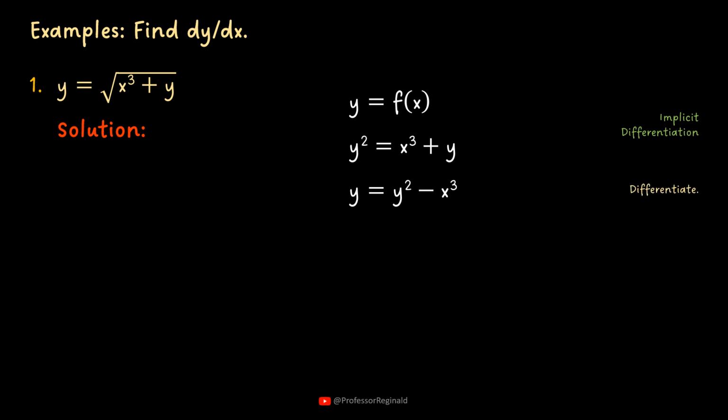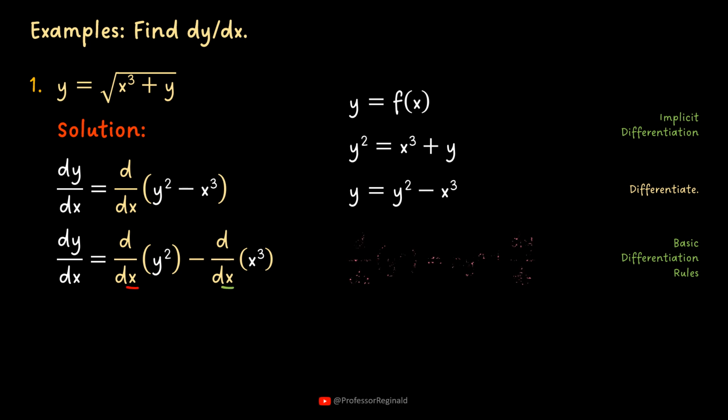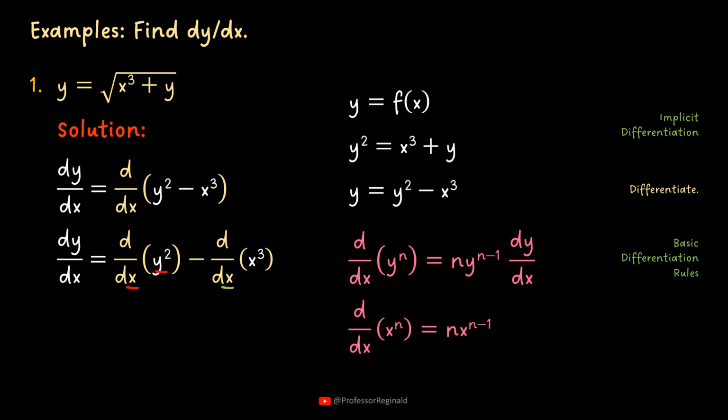Differentiate both sides of the equation. Then apply basic differentiation rules, such as the sum or difference rule. Because we want to find the derivative with respect to x, use the chain rule, or specifically, the general power rule, for the expression involving y. Meanwhile, use the basic power rule for the expression involving x.